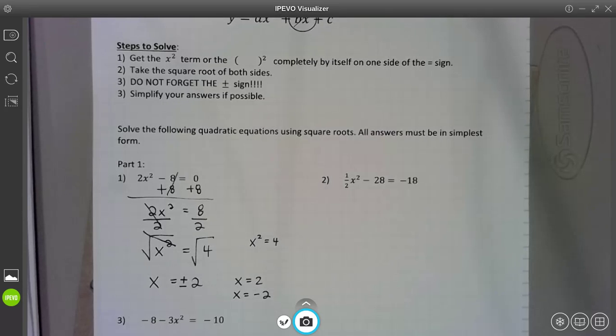So guys, every single one of these answers is going to have that plus or minus. We're going to get a positive and a negative version of all of these answers, okay? And that's how we create two answers when we're using square roots.